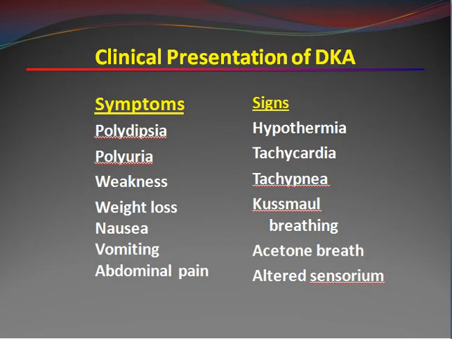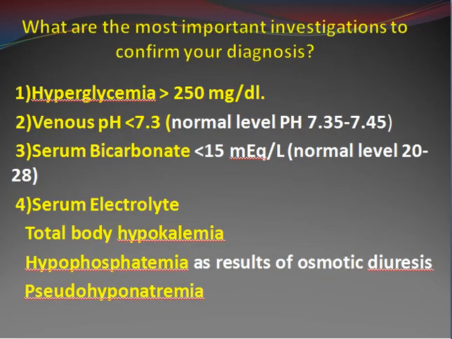Presentation. The clinical presentation of DKA includes symptoms like polydipsia, polyuria, weakness, weight loss, nausea, vomiting, and abdominal pain, while the signs include hypothermia, tachycardia, and tachypnea. Kussmaul breath, we mean rapid and deep breathing, in addition to acetone breath and change in consciousness level.